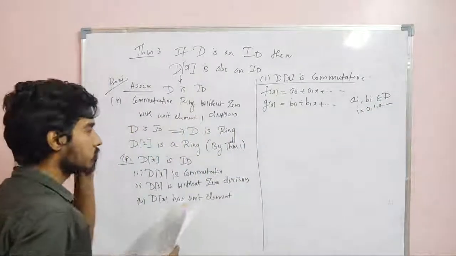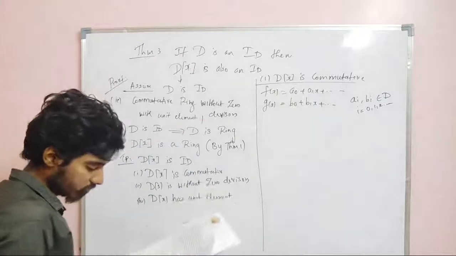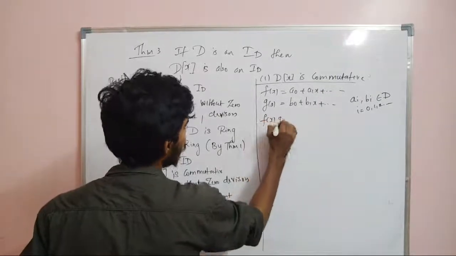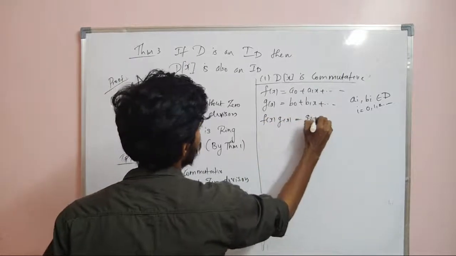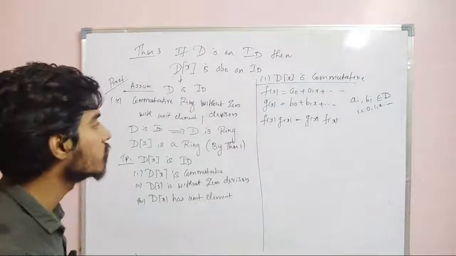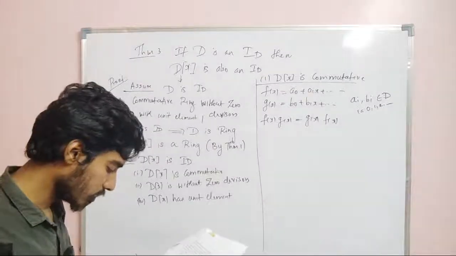So what about f of x into g of x? Naturally, f of x into g of x is the same as g of x into f of x. You can just take any two polynomials and verify. Therefore, D of x is commutative.